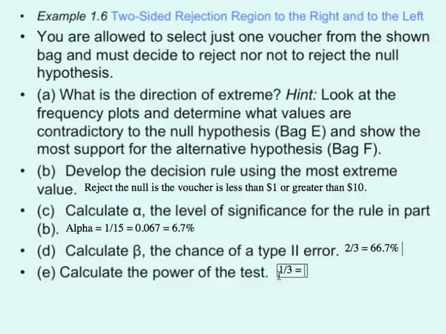Okay, and then the power of the test would be 1/3, which in our particular case, these are not exactly equal, they're approximates because I'm rounding off, but we'll roll with it. That's going to be 33.3%.